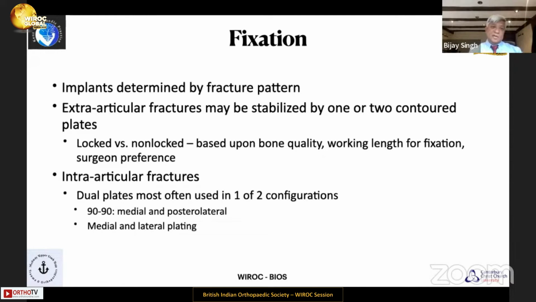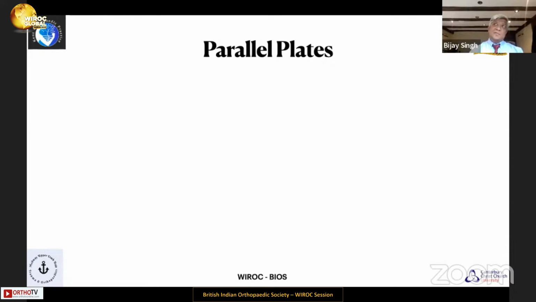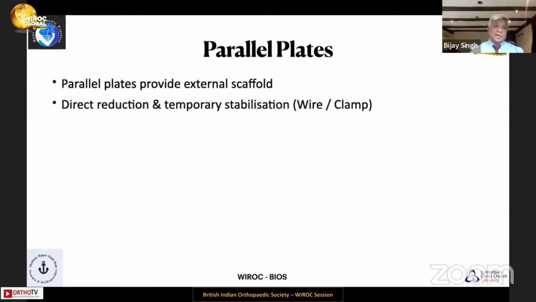For the intra-articular fractures, I would certainly suggest that you need dual plates, and then whether we put 90-90 or a parallel plating is the question. The parallel plating was popularized by O'Driscoll from Mayo, and he suggested that the parallel plate provides us an external scaffold once you've done a direct reduction.